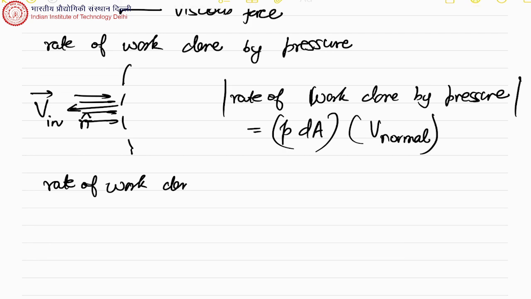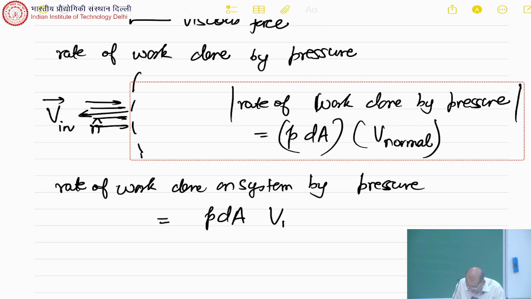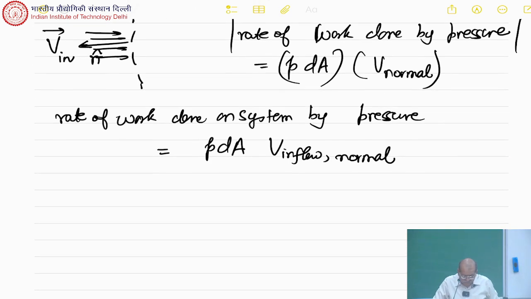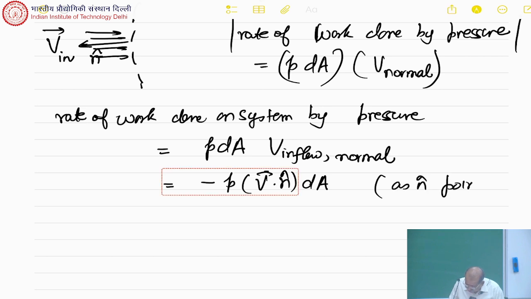So the rate of work done on the system by pressure will be equal to P dA, because pressure always points inwards. Suppose there is fluid coming in, it will be P dA times the normal component of V inflow. This is the rate of work done on the system. So I can write this as minus P V dot N dA, because N points outwards.